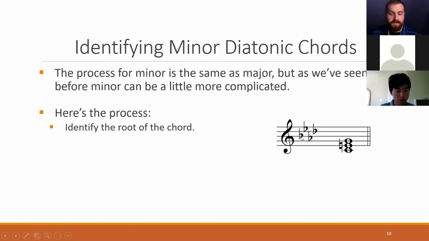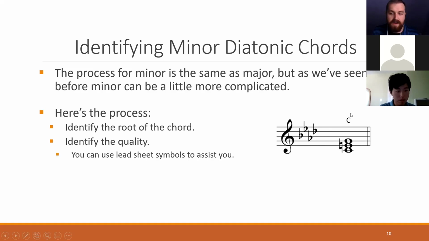We have 4 flats. That's F minor. We could think of what is A flat major's relative minor, or we can go, I know that F has 1 flat. We've added 3 flats to it, F minor. Either way, F minor. Identify the root. The root of this chord is C. Identify the quality. C up to E natural is a major third. C up to G natural is a perfect fifth. This is a major chord.